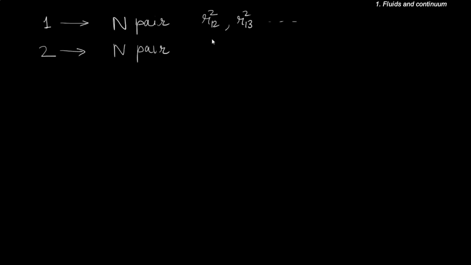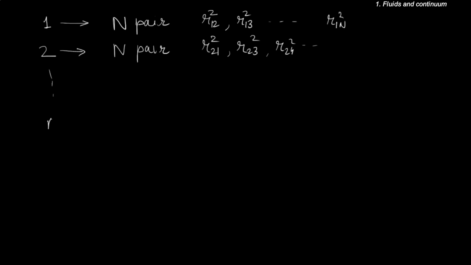To calculate the force on the first particle, we had to do n number of pair calculations. By pair calculations, I mean calculations like r12 square, r13 square, and so on. For particle 2, once again you have to do n number of pair calculations. So this will be r21 square, r23 square, r24 square, and so on, up to r1n square and so on.